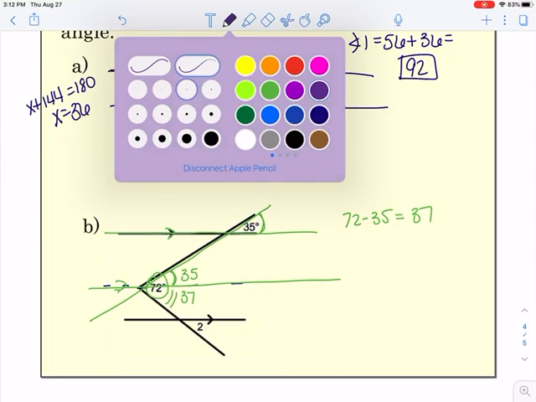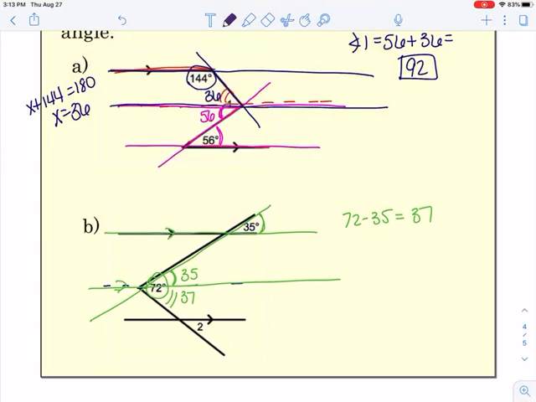Now I'll highlight the other two parallel lines that I highlighted first by accident. So now I want to look at the purple lines. In relation to the purple lines, this 37 and this angle 2 are corresponding angles. And again, corresponding angles are congruent, which means finally the measure of your angle 2 is going to be 37 degrees.